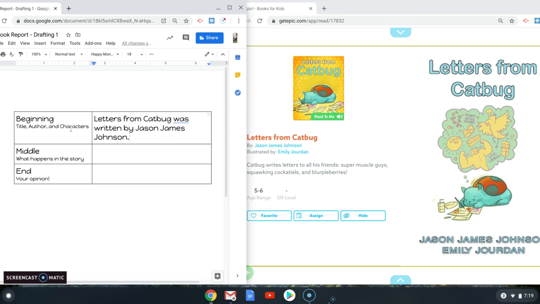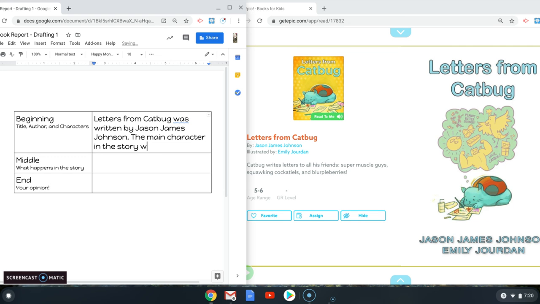And next I have to do my characters. My character in this story was, so the main character in the story was Catbug. So now I did my title, Letters from Catbug, author, Jason James Johnson, and the characters. The main character was Catbug. You can also list all of the other characters. This story was mostly about Catbug and didn't really talk about anybody else, so that's why I chose Catbug.